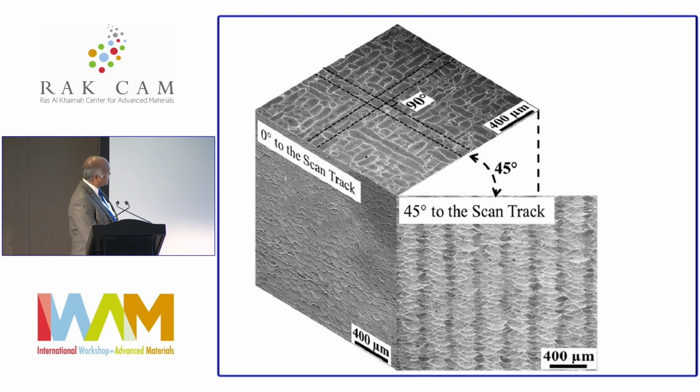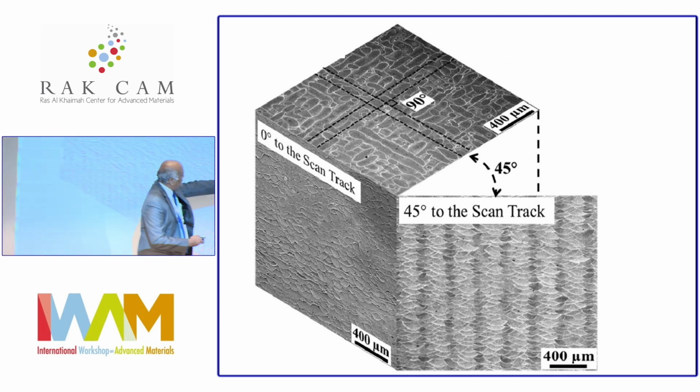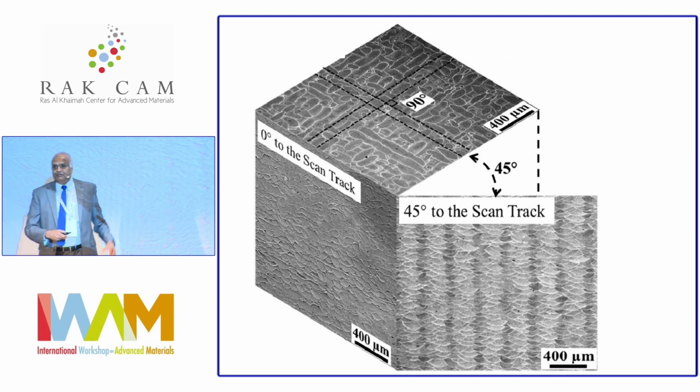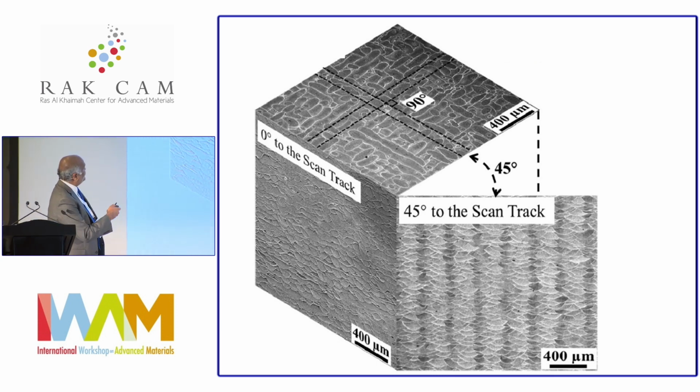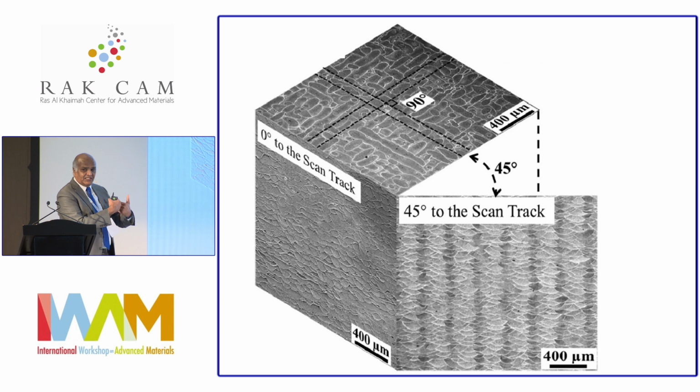So if you look at the cross-section here, you can see each of these is basically a cross-section of the laser beam that has passed. And the top view, so by the way, they overlap. That's why you see that kind of thing. So it's a fully dense 3D part.